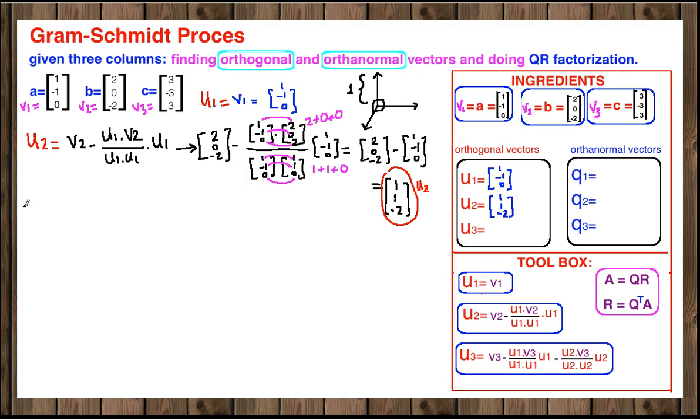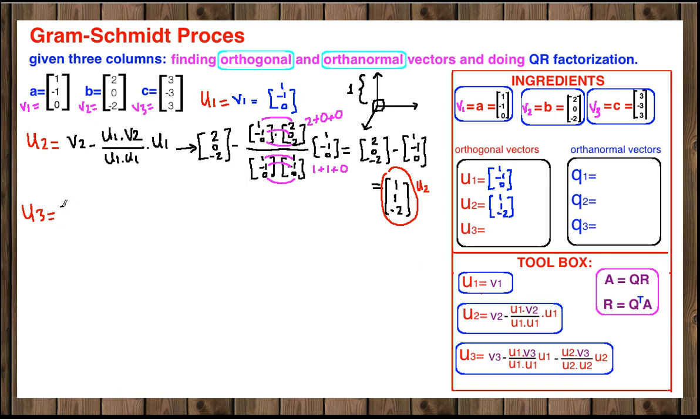Now we're going to find the third orthogonal vector, u3. And if you would like to check if they are orthogonal to each other or not, you're going to do dot product here. So 1 times 1 is 1, plus -1 times 1 is -1, plus 0 times -2 is 0. So if you add them up, 1 minus 1 is 0. If their dot product is 0, then check is correct.